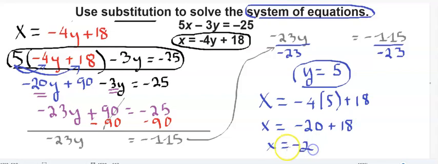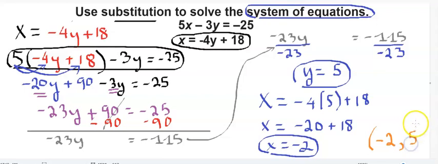So my solution is x equal to negative 2 and y equal to 5. I'm going to write out my solution over here: negative 2, comma, positive 5. And that's going to be my x and y.